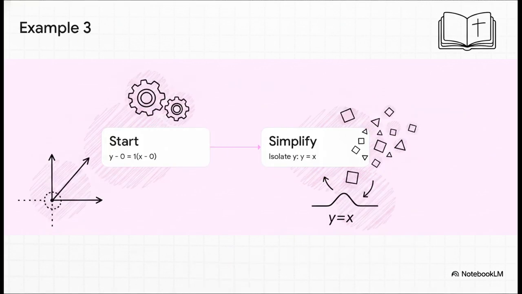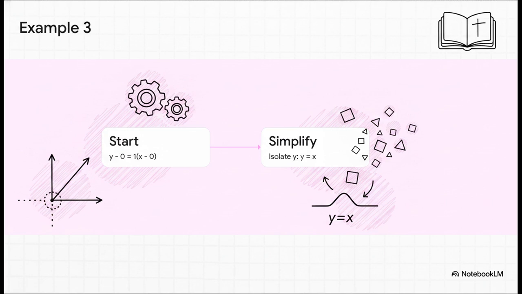Okay, let's do a really quick one for example 3. This one's an absolute confidence builder. What if our starting point is right at the origin, (0, 0), and our slope is just 1? Well, we plug it in: y minus 0 equals 1 times the quantity x minus 0.